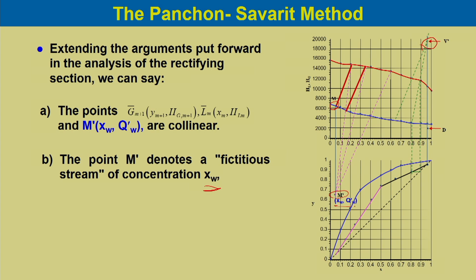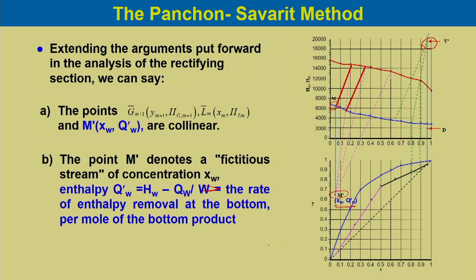Which is shown over here, and enthalpy q w dash is equal to h w minus q w by w, that is the rate of enthalpy removal at the bottom per mole of the bottom product. And the flow rate will have w dash over here, which is L m bar minus G m plus 1 bar.